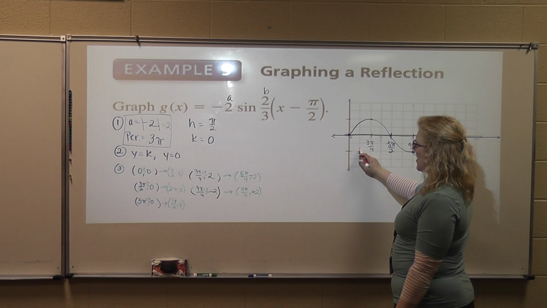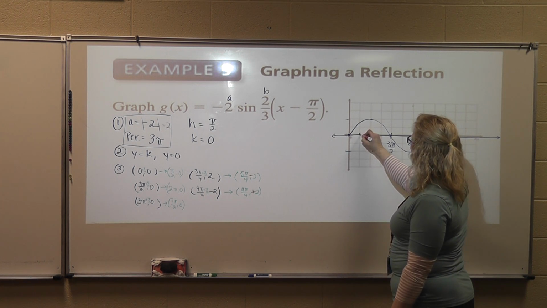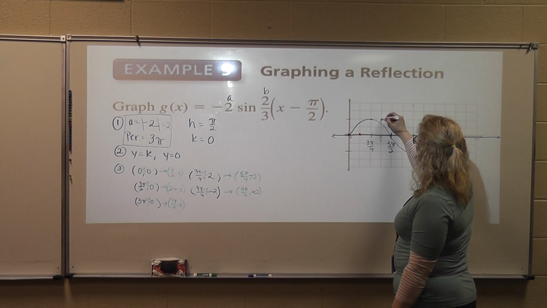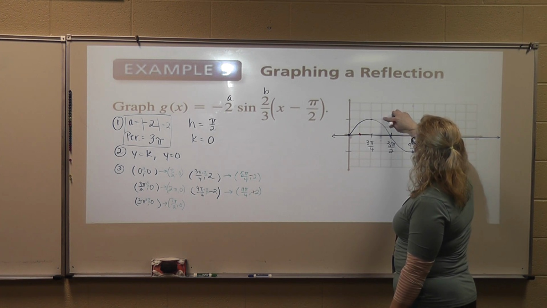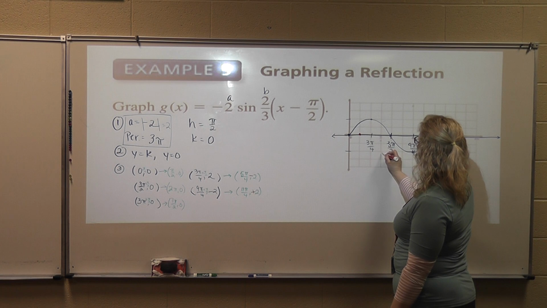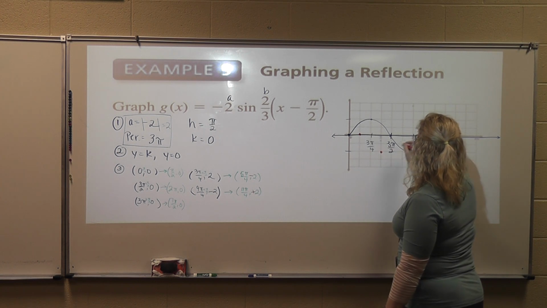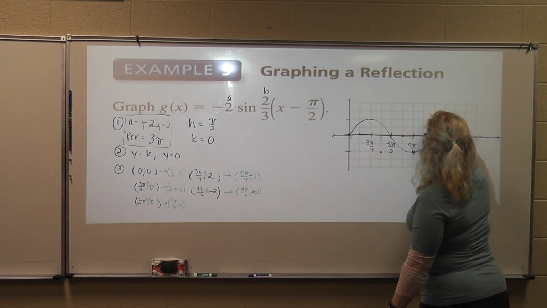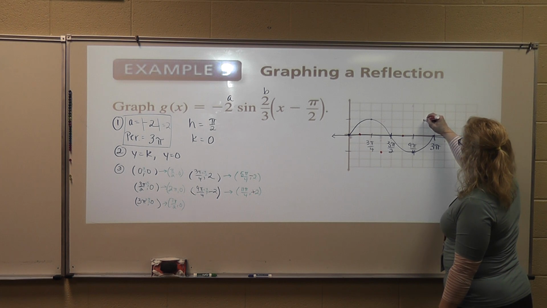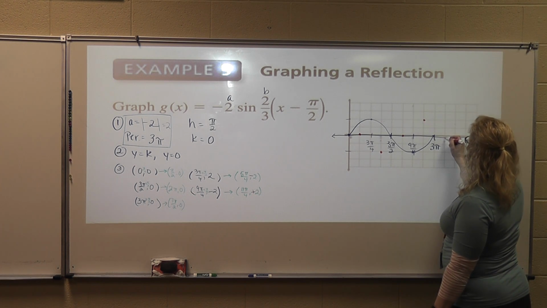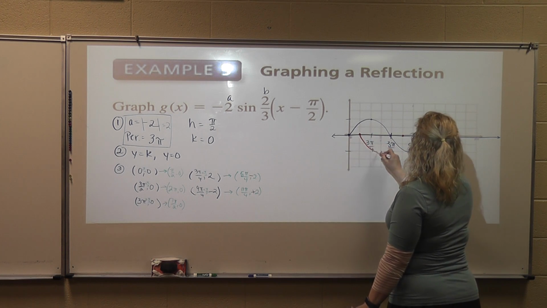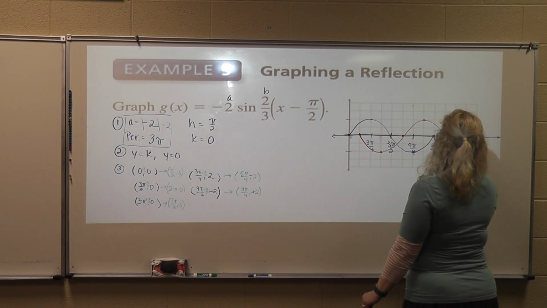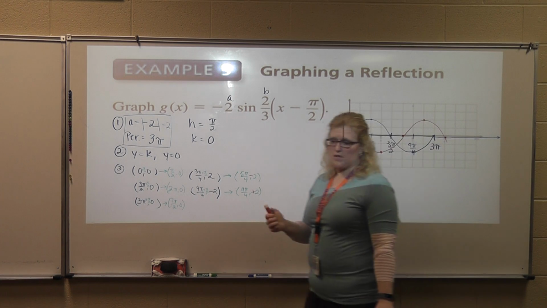I've got pi over 2, 0. This is going to come here. Oops, excuse me. This is going to come down here. This is going to come up here. This is going to come up here. And this will come right here. So it moves over and it gets flipped.